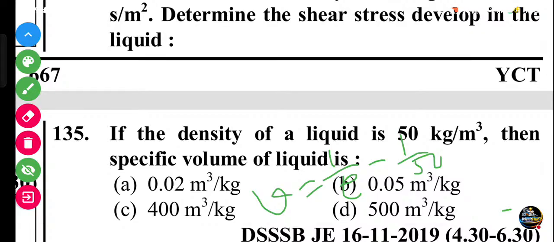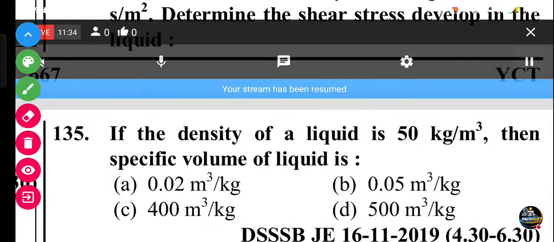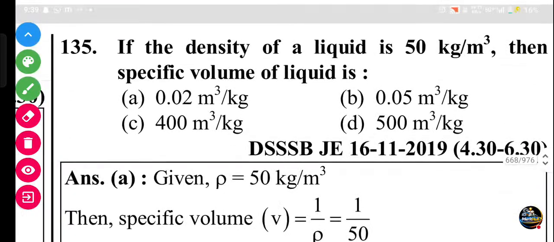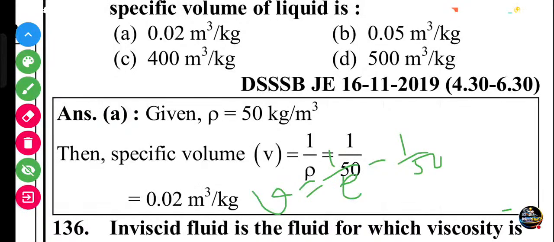Then 1 by 50 means the answer is 0.02 meter cube per kg.